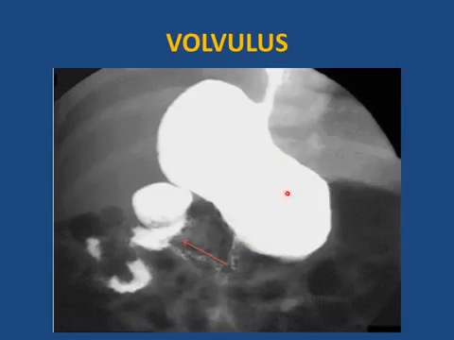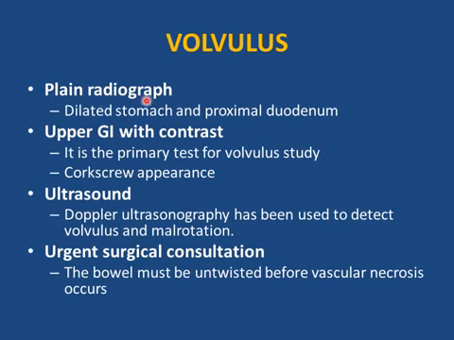This is upper GI series of a child presenting with mid-gut volvulus, and you can see here the corkscrew sign, which is helical and spiral sign indicating small bowel obstruction. Plain X-ray or KUB will show dilated stomach and the proximal duodenum. The upper GI series with contrast is the primary test for volvulus study, and if the contrast ends abruptly or tapers in the corkscrew appearance, this is a classic finding in upper GI with contrast.